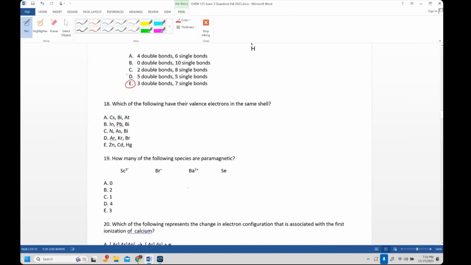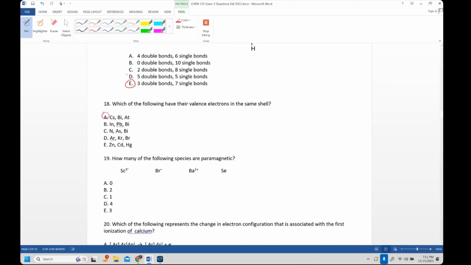Which of the following have their valence electrons in the same shell? So we should look at a periodic table, I have one up on my phone. What you would do for this is just look at the table and see which trio goes across in the same shell. So cesium is in 6s, bismuth has 6p, and astatine is also in 6p as well. So I think A would be the answer.